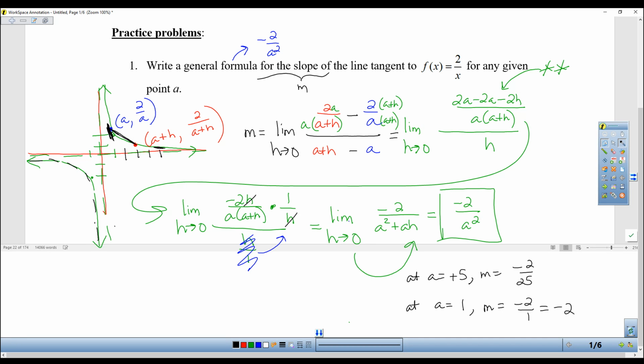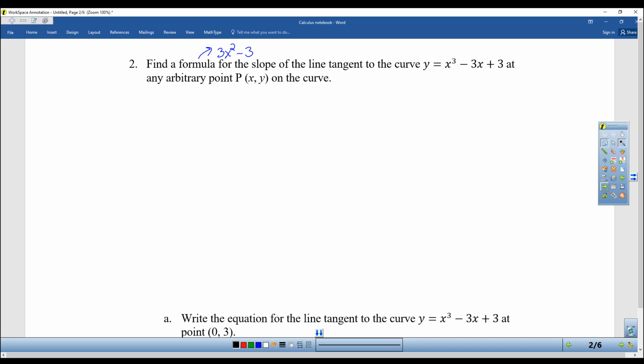And look at the equation. Negative 2 over a squared. A squared is going to be positive. So negative 2 divided by a positive number is always going to be negative. So hopefully that's making a lot of sense to you. All right, so this one was in the practice set because of the complex fraction.